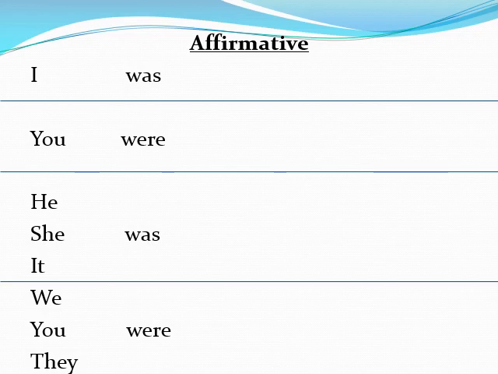Affirmative means al-ithbat. We use was with singular. Singular means al-mufrad. And we use were with plural. Plural means al-jama'. For example, He was. We were.